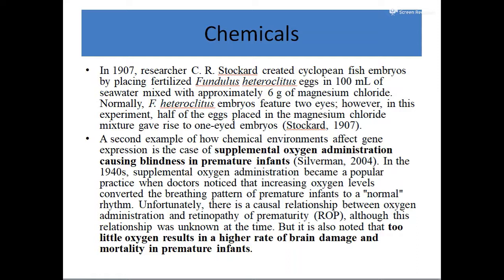So a normal chemical such as a gas like oxygen has a role in triggering some genes as well as triggering other genes. And the concentration of the chemical is very critical. If you give very low oxygen to a premature infant, brain damage can happen. That is the reason why, even during delivery, we say the baby should be given a good oxygen saturation level.